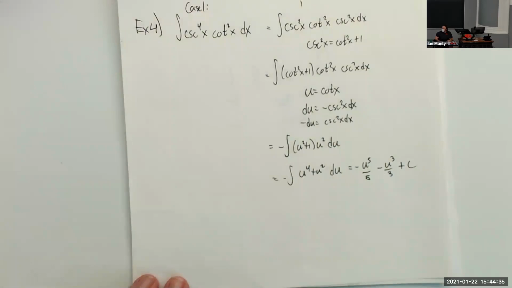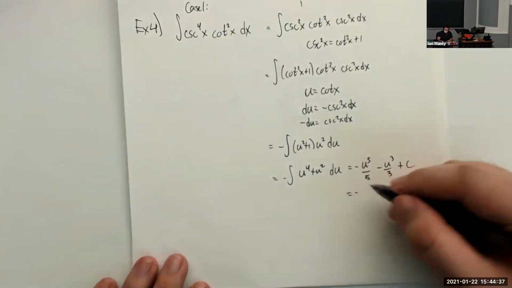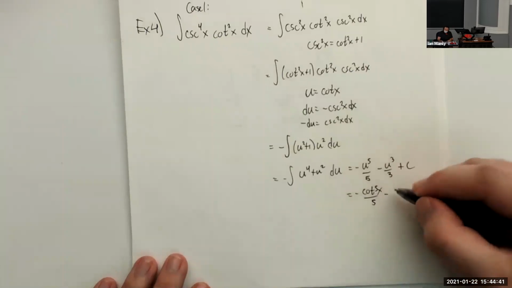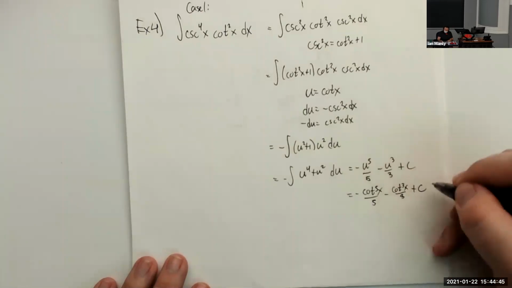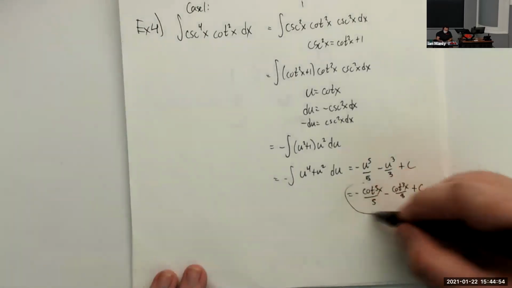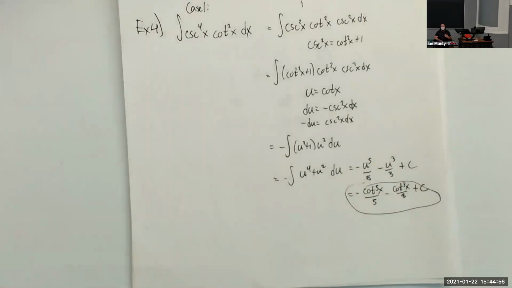And then finally, we go back to cotangents. So this is cotangent to the 5th over 5 minus cotangent cubed over 3. And then that's going to be plus c right here. All right, so there we go. So the good news about cosecant and cotangent is you effectively get those free if you know the secant and tangent versions of them as well.